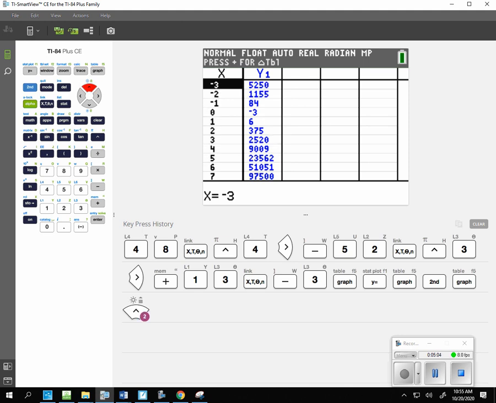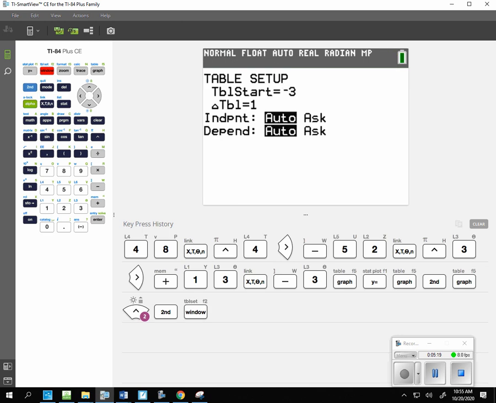Instead of going by ones on the table, I want to go by smaller increments, so that ultimately I can see some fractions. So I'm going to go to table set, second window, and see where it says change in table by 1, or table equal 1. I want this to now go by a decimal. I want to go by 0.25. And that's my recommendation. Anytime you're going to change and look for fractions, let's start with 0.25.